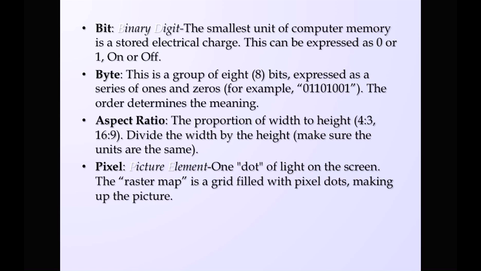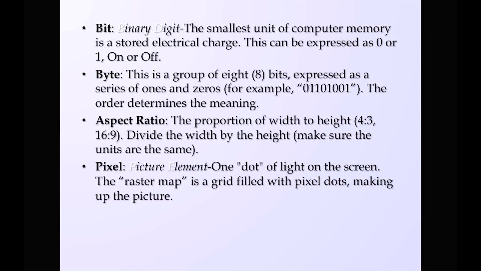An aspect ratio is the proportion of width to height. So 4:3, which is your old-time television screen, or 16:9, which is a modern television screen. You divide the width by the height. You have to use the same unit, so if you're using inches for the width, you have to use inches for the height. If you're using millimeters for the width, you have to use millimeters for the height. Once you divide, the units drop out.